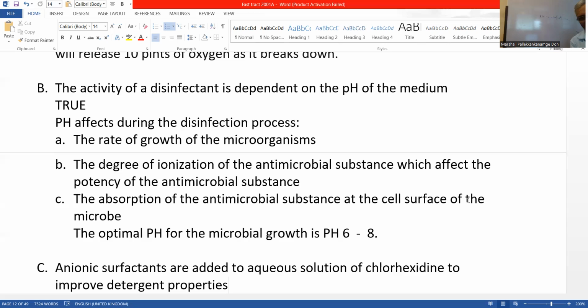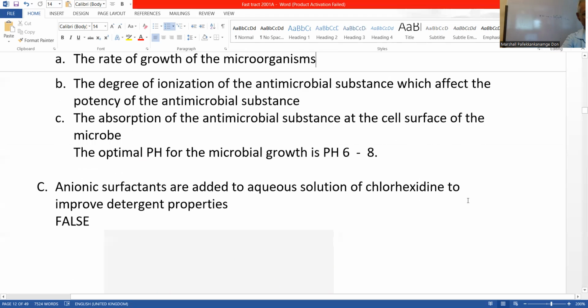The absorption of the antimicrobial substance at the cell surface also matters. The antimicrobial agent should be absorbed onto the bacteria, and that is also affected by the pH. The optimal pH is 6 to 8, and the exact pH value depends on the type of activity.